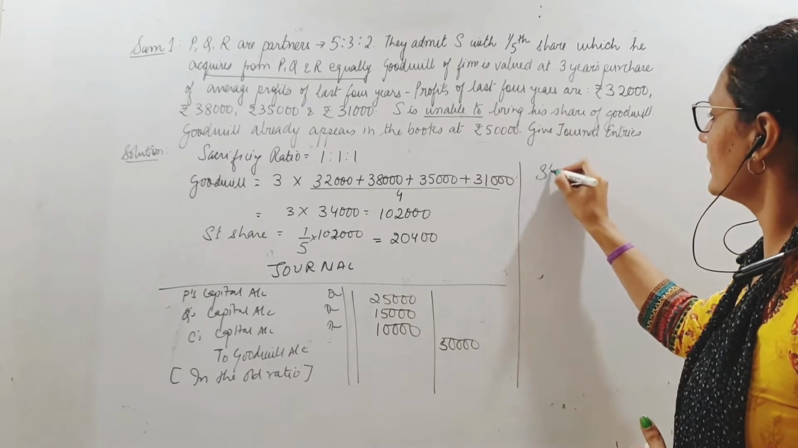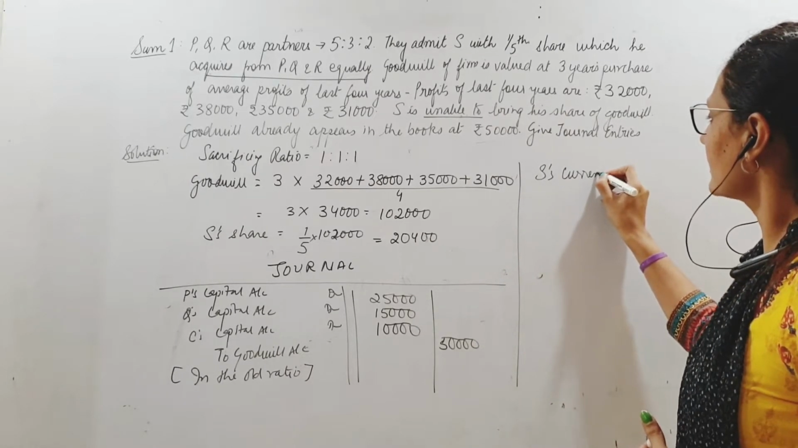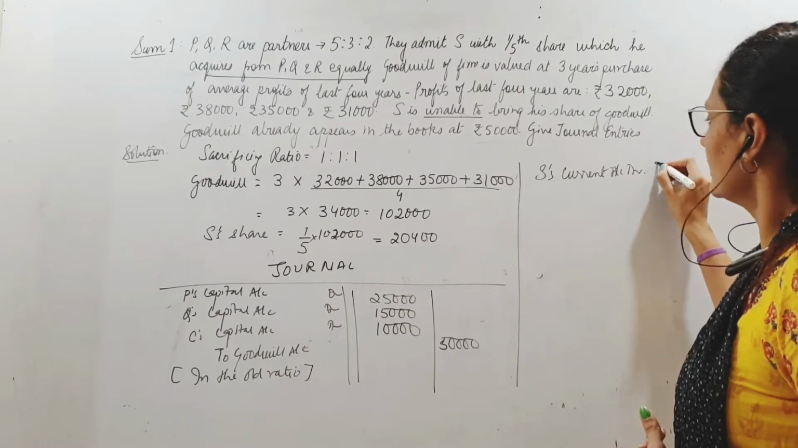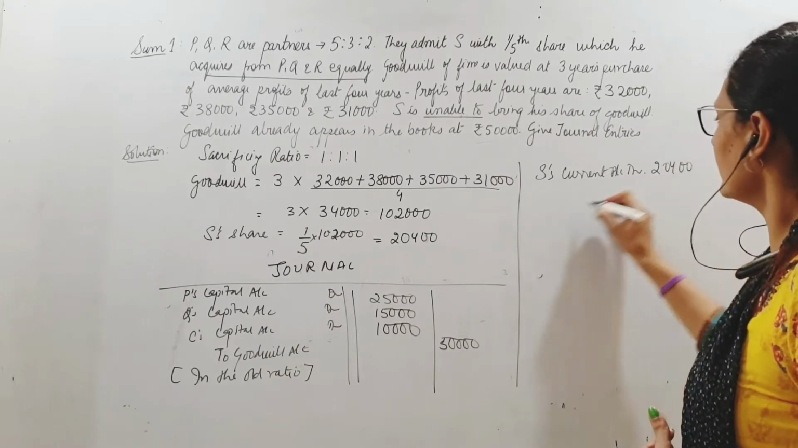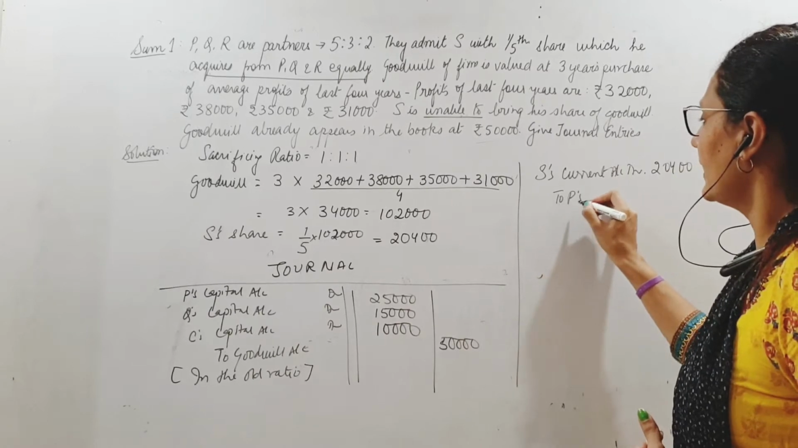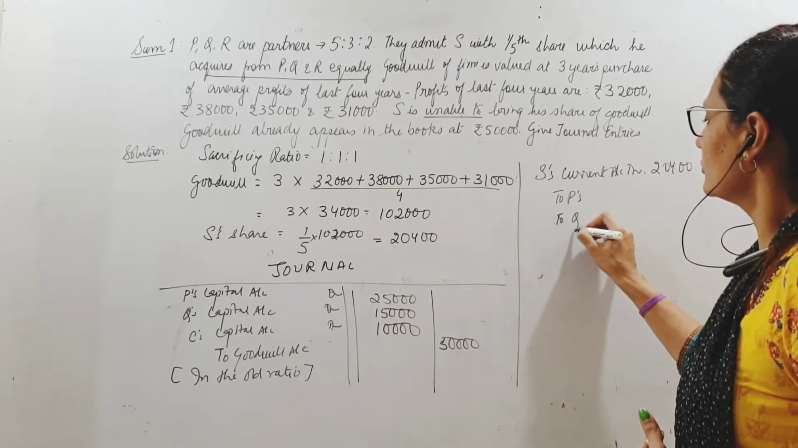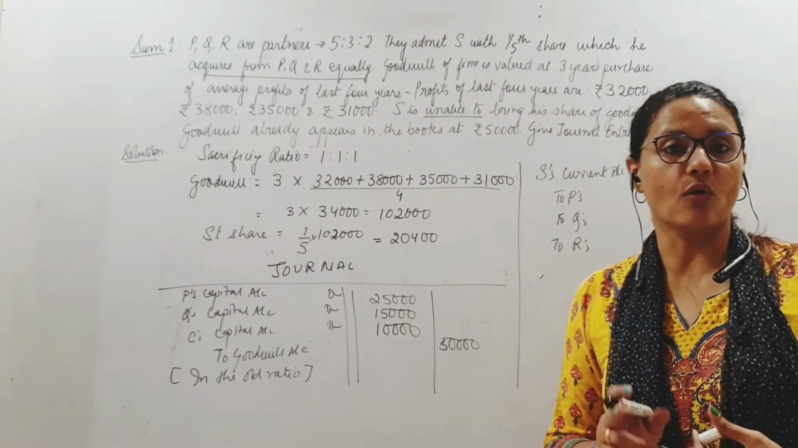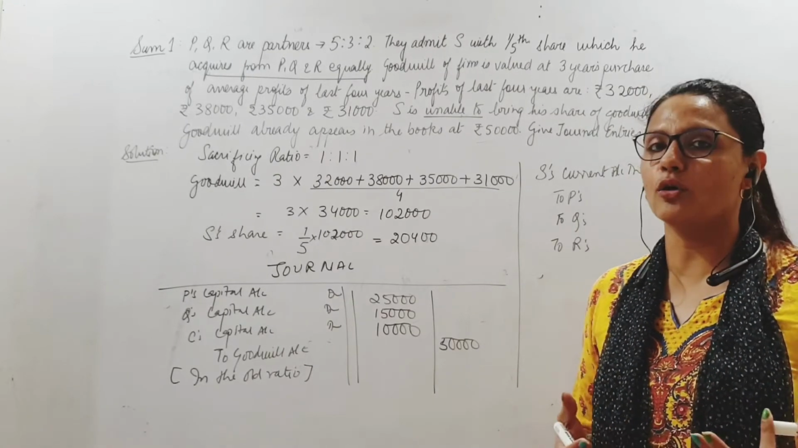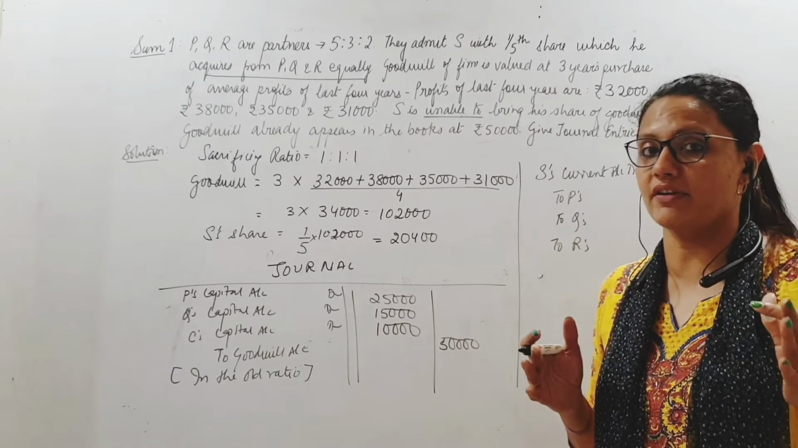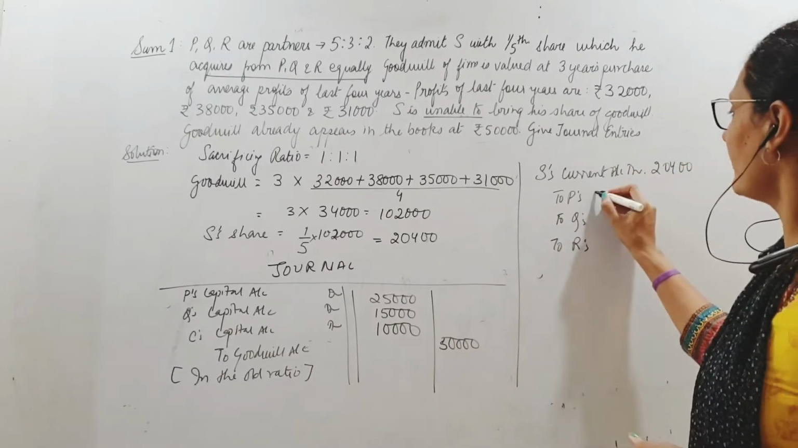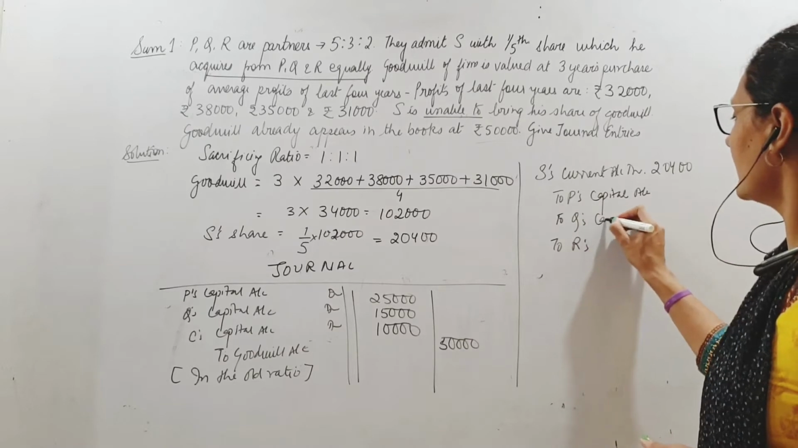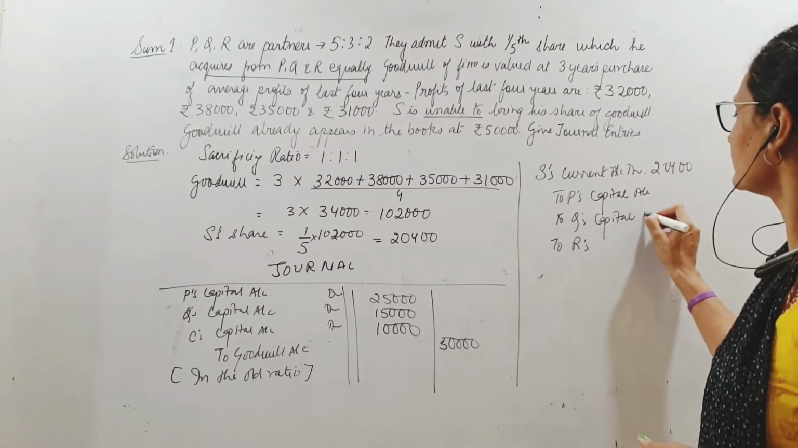So the second entry is S's current account debit. How much? 20,400. Whatever he was supposed to bring. And to the sacrificing partners. I do not prefer saying old partners, because all old partners might not be sacrificing. So only sacrificing partners' capital accounts in their sacrificing ratio.